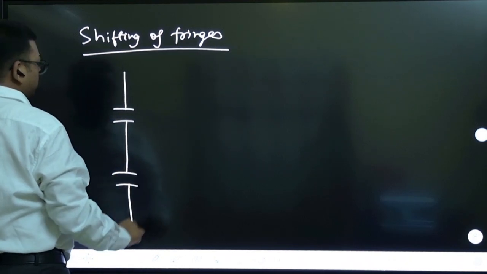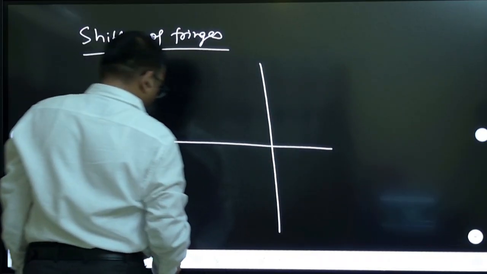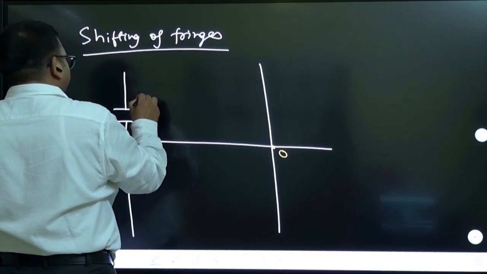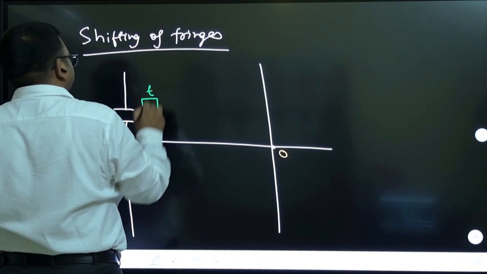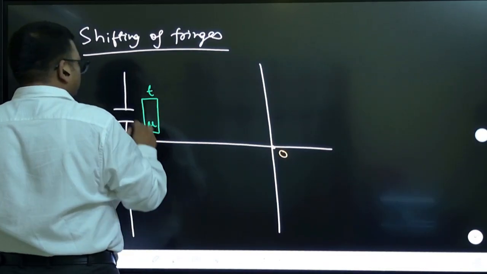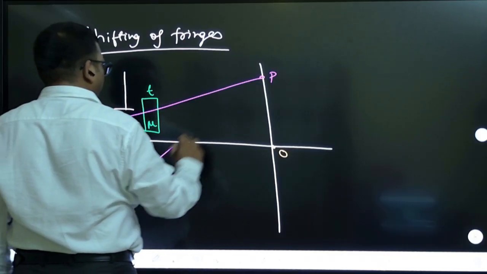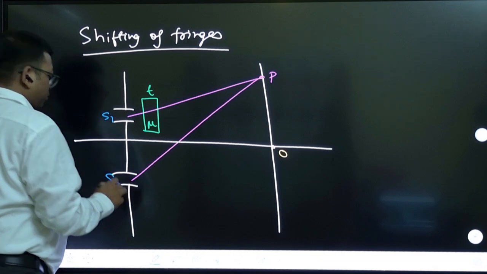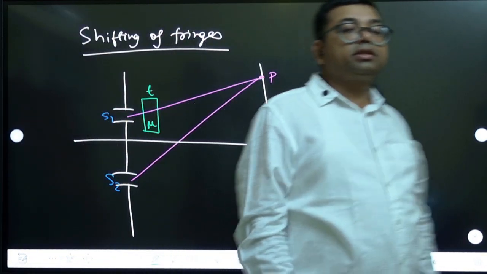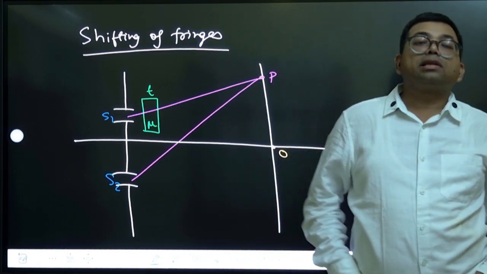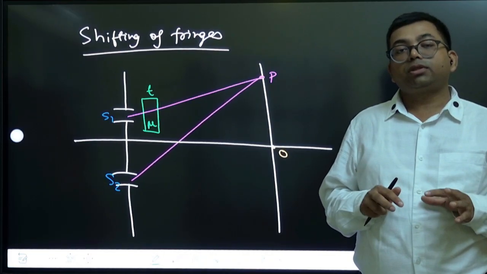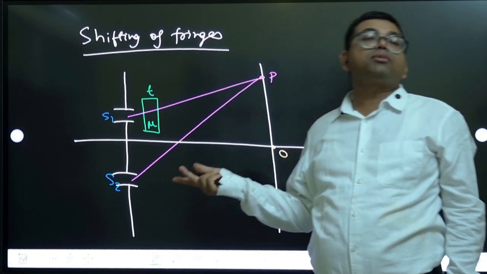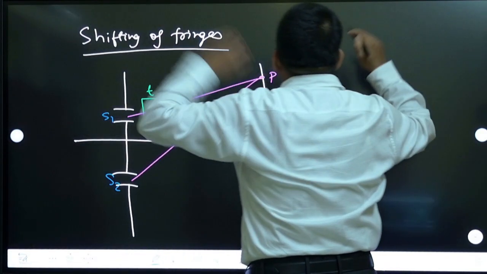Suppose this is the YDSE setup. This is the central bright fringe, central line. Now suppose I put a slab here of thickness t and refractive index mu. What happens to this point P? This distance is S1P and this distance is S2P. Now S1P will not be the same as it was before putting this slab. Previously S1P was different and now it is different. But S2P is not going to change. S2P in vacuum is still the same because we have not put any medium before it.